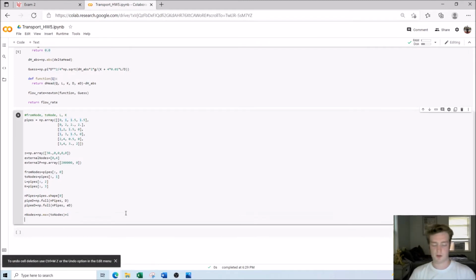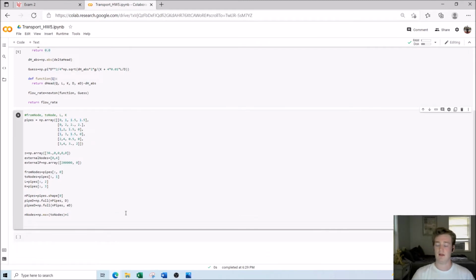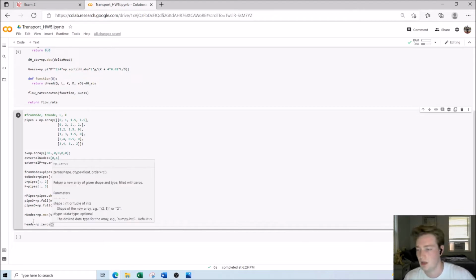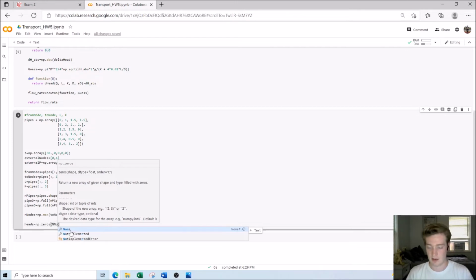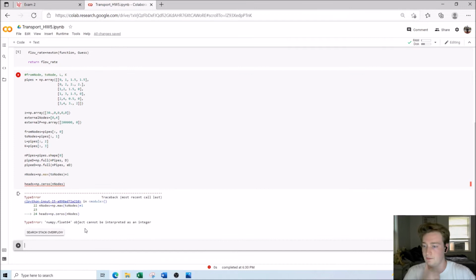What else do we want to do here? We probably want to make a list that will hold the values of all the heads that we're going to calculate. So heads, to make an empty list, so np.zeros, not np for numpy. And how long is this list going to be? Well, for each node, we're going to have a number of heads, right? So n nodes. Oops. N nodes. There we go.